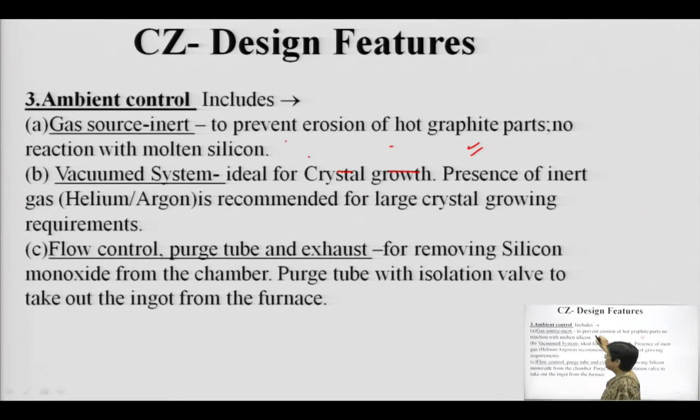Any gases you are using for cooling or for driving away the byproducts should all be inert. The entire system should be vacuumized and you should have minimum contamination. Whatever byproducts you want to drive away, the use of inert gas is encouraged for that also, and the purge tube through which the seed crystal is inserted and taken out also needs to be properly isolated from the furnace.